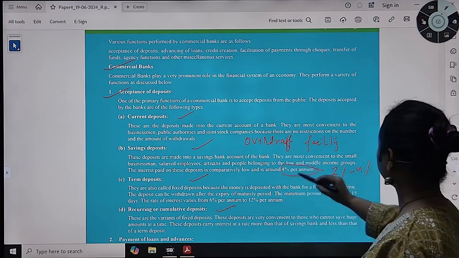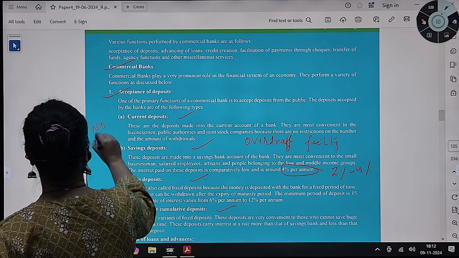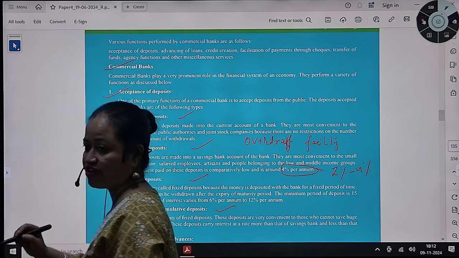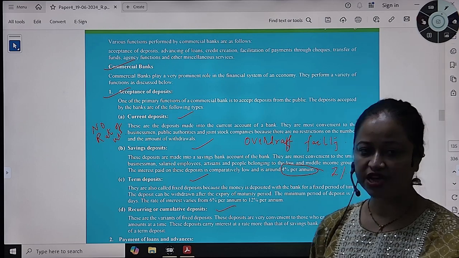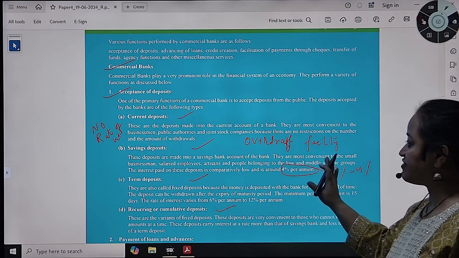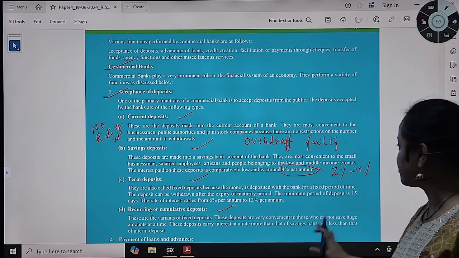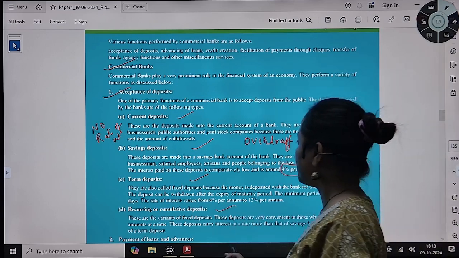In case of a current deposit account, no interest is given to the customers. In the current account, no interest is given by the bank to the customers. And in a saving deposit account, the rate of interest provided by the bank is from 2% to 4%. Fine. Now the next one is your term deposit account.